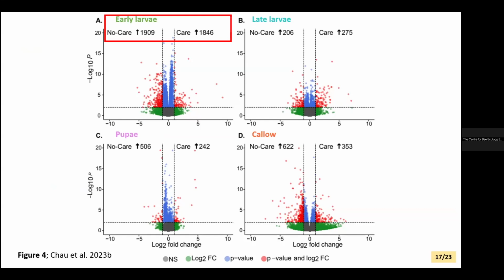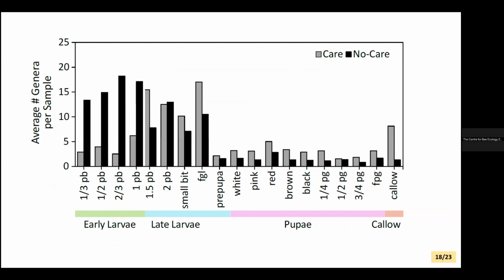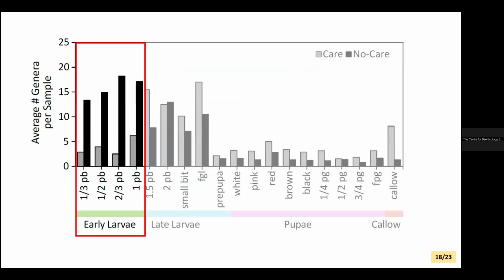And that itself is actually an important defensive mechanism because it helps to regulate homeostasis as well as prioritize developmental processes. When we look at the microbiome data, we see a similar pattern. There were greater amounts of microbial detections in the no care group during early larval development. So the no care are the black bars.